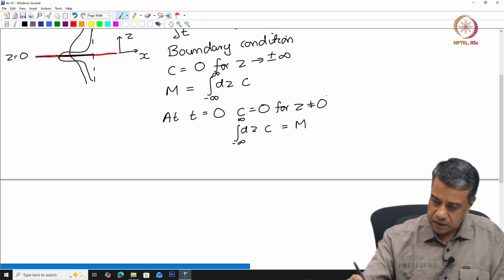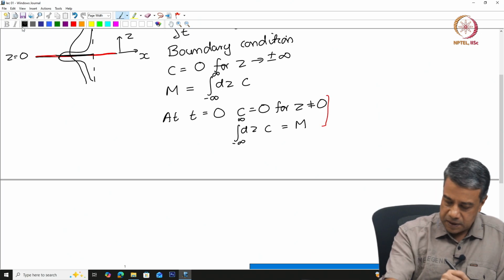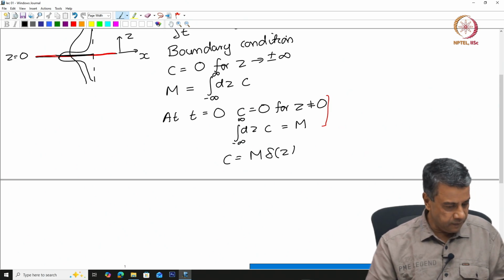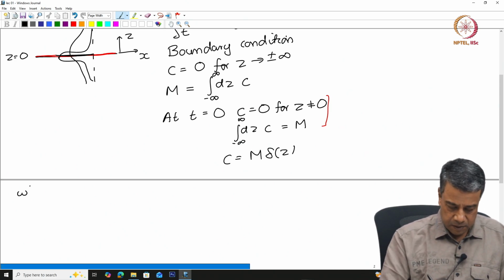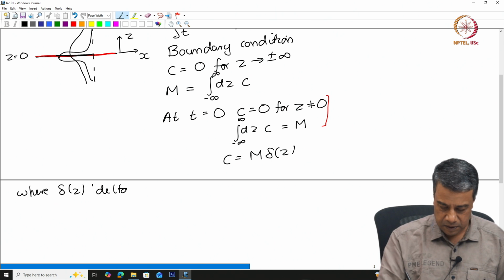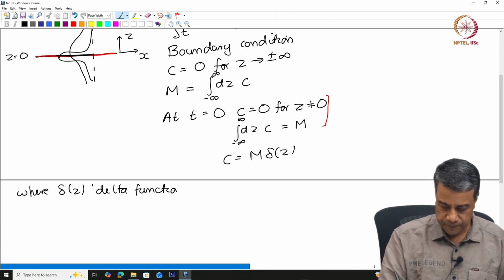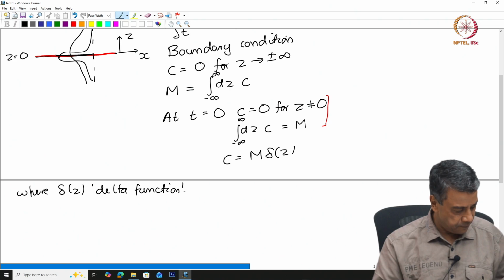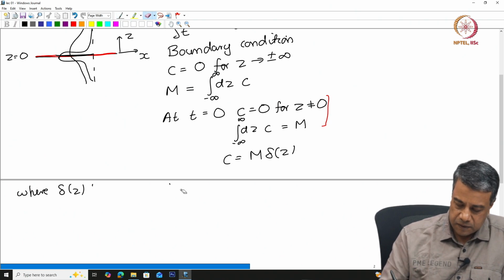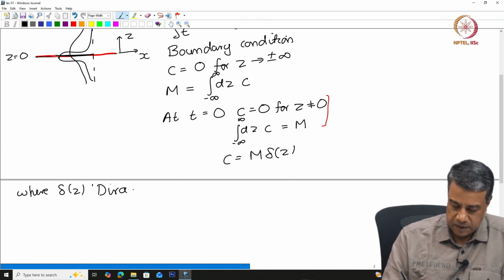Now, these two put together, you can represent the concentration as c is equal to m times delta of z, where delta of z is what is called a delta function. In order to not confuse with the other delta, I'll refer to it by its complete name. This is what is called a Dirac delta function.